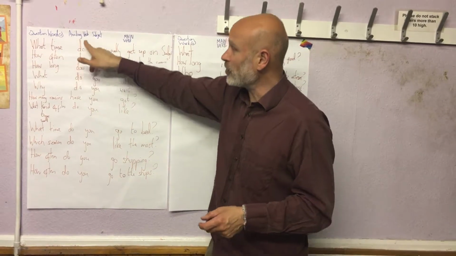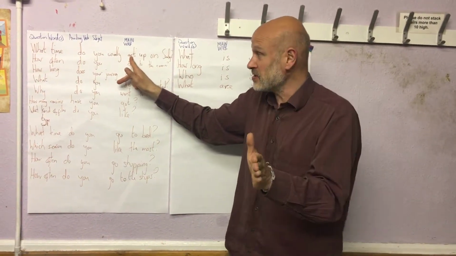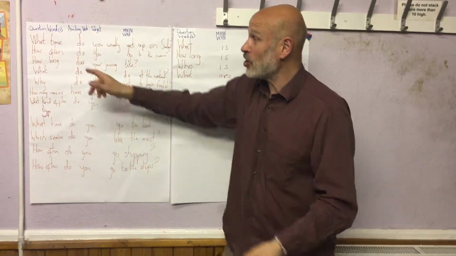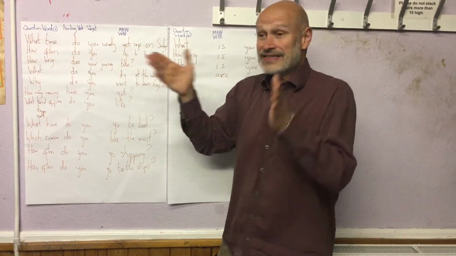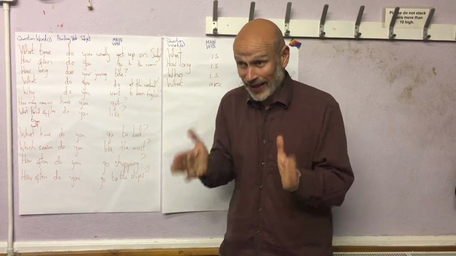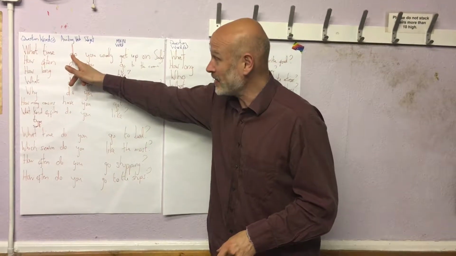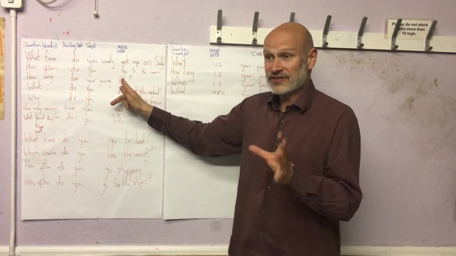We use the auxiliary verb do and the main verb in the present simple first person. But if we want to ask a question in the third person, we use the auxiliary verb does, but the main verb still stays present simple first person. This is the way it needs to be, always the same. I, you, we, they, do. He, she, it, does. Main verb, always the same.